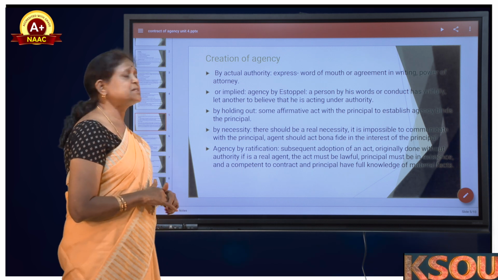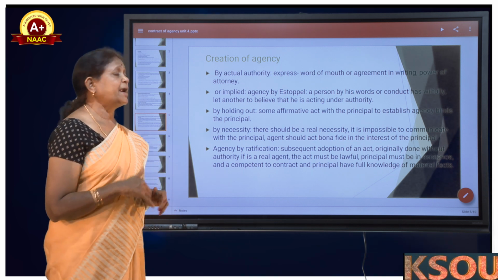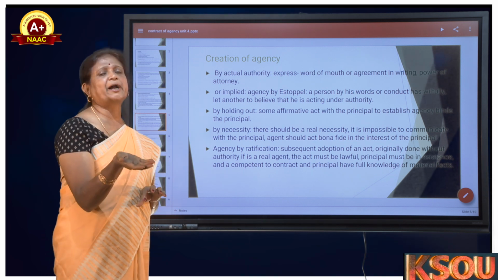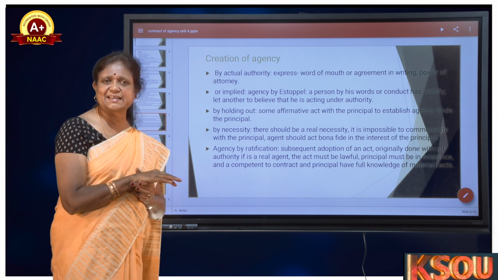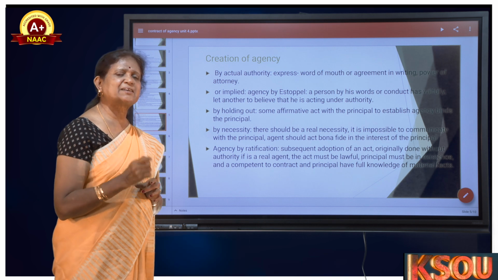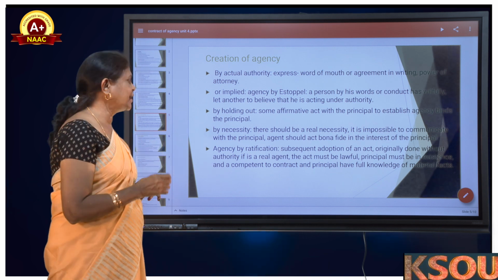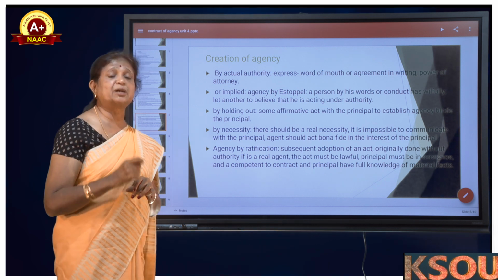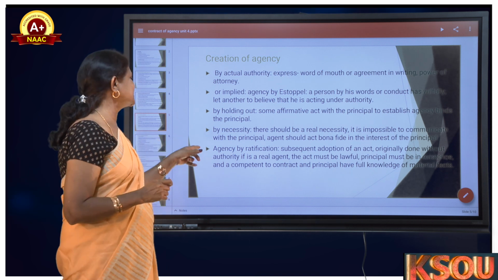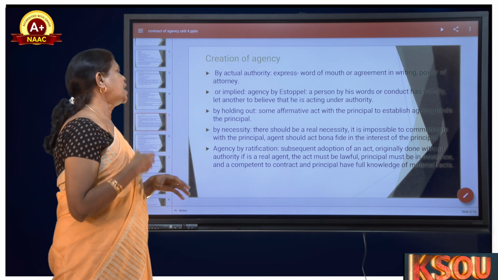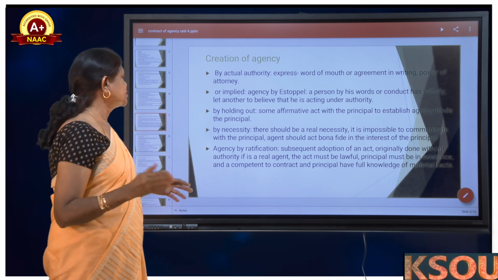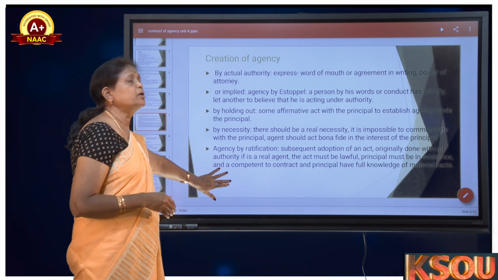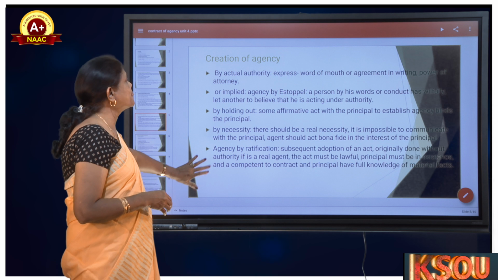Then agency by ratification. Ratification means subsequent adoption of a person as an agent. The act was done previously, but that act was affirmed by the principal as if that act was done by him alone. It is called ratification, meaning adoption of the act done by a third party subsequently. So in such a case also, this agency can be created.